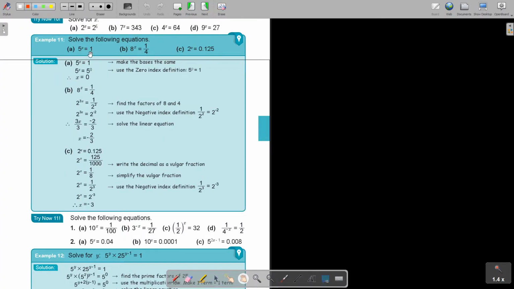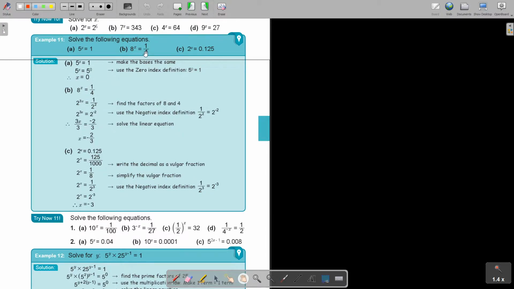Okay, so if it's 1, now remember the rule: 1 can be any base. So if you see it's 5, then make it 5 to the power of 0. If you see it's 7, then make it 7 to the power of 0. But in this case, it's 5, so make it 5 to the power of 0. And then the bases are the same, so you're going to say x is equal to 0.